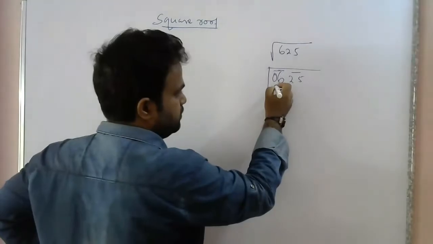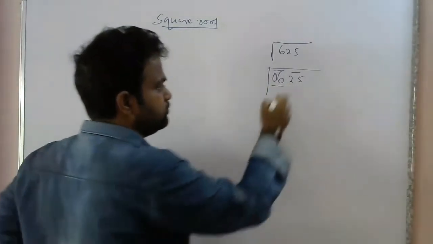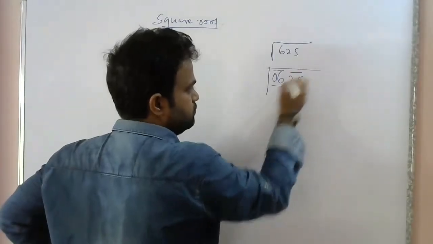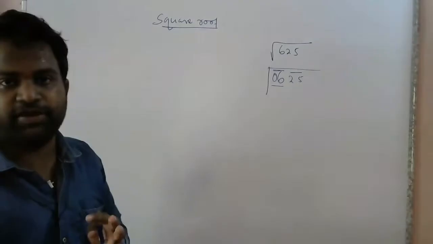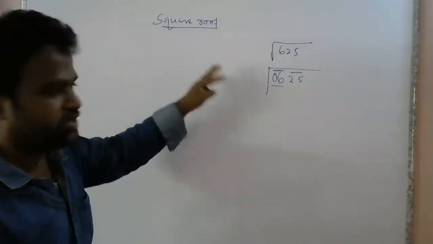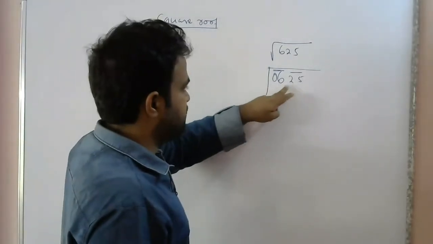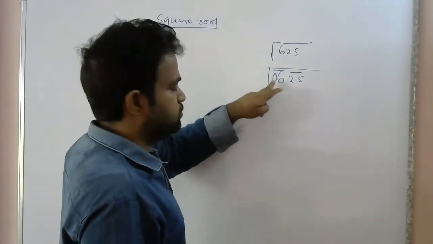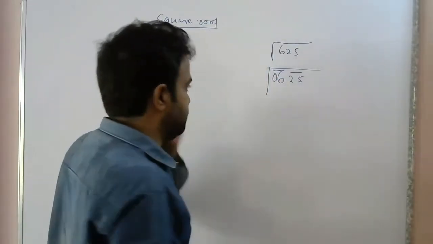So the first digit is 6. From the right side, you pair the numbers, two numbers. We'll start pairing from the right side. Don't pair from the left side. Right side 25, then 6. So a single number is there, so I can put a 0 to pair the number.